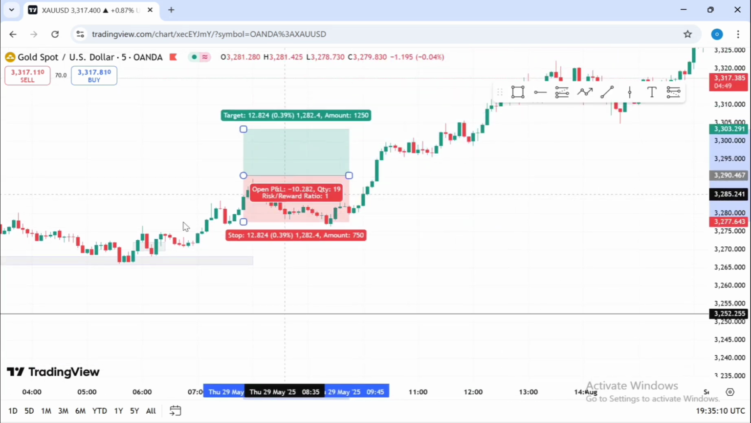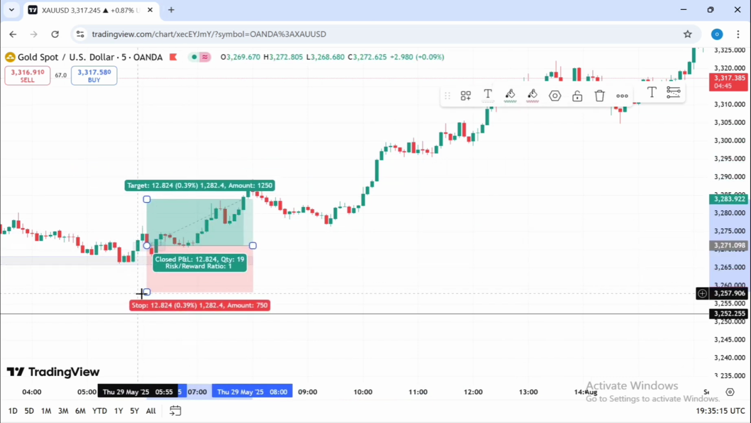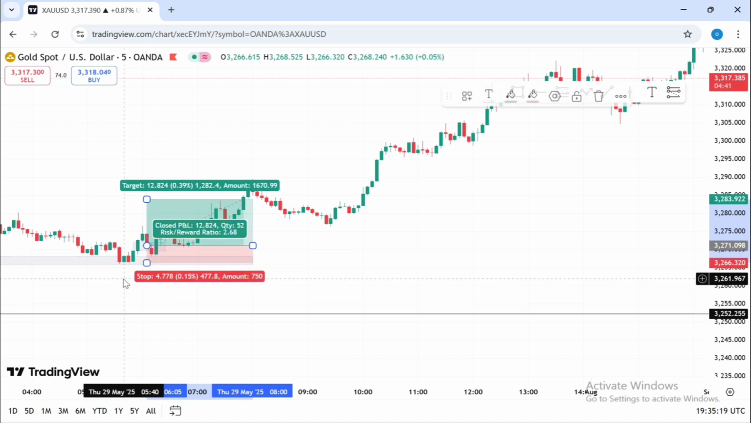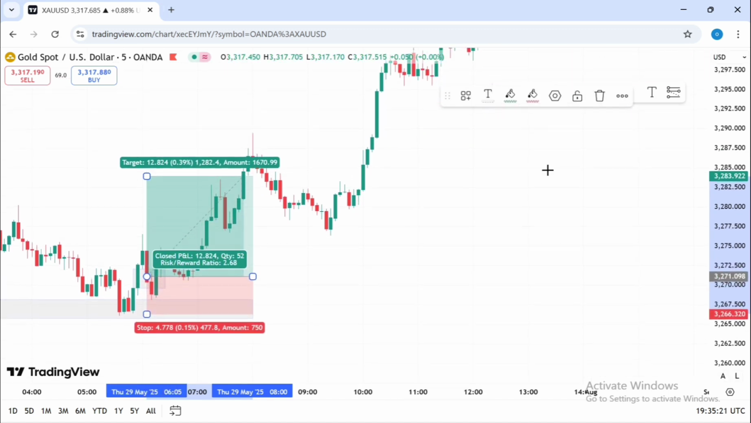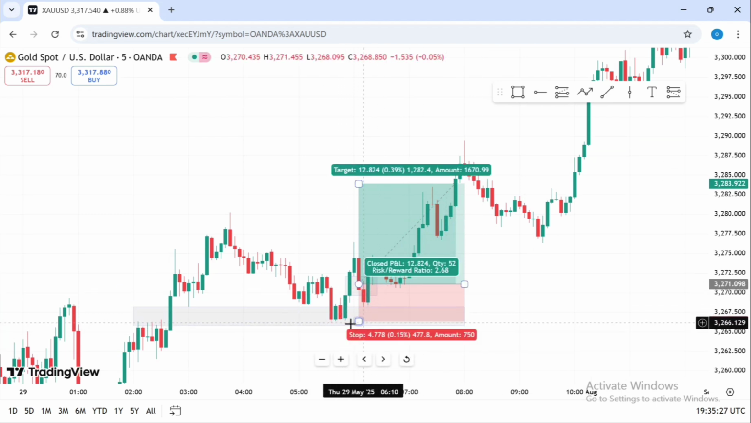Yeah, this was the entry right within the 5 minute fair value gap, and the most recent swing low, that was the stop loss. As you can see right here, this is the most recent swing low, so this is where my stop loss is going to be.